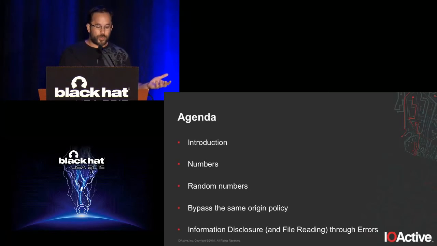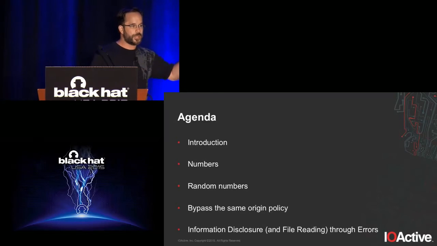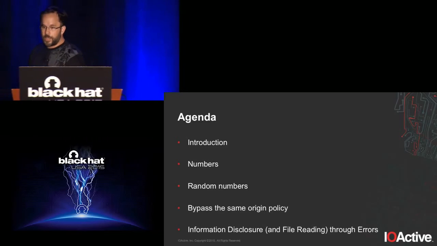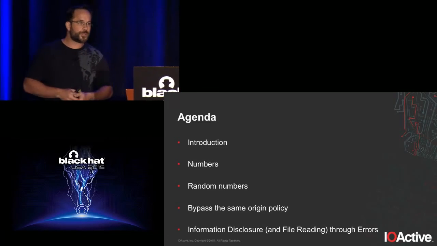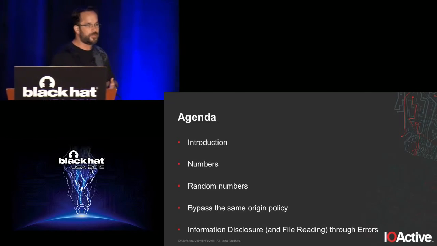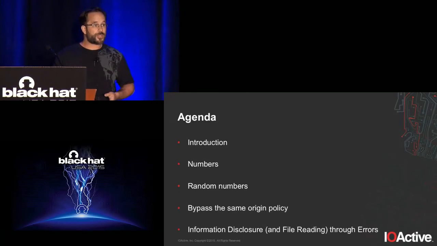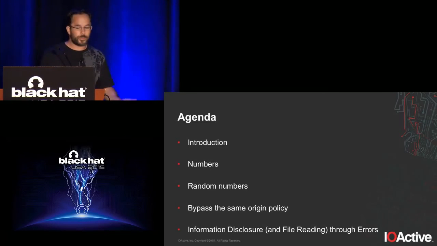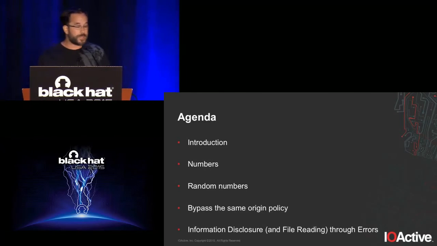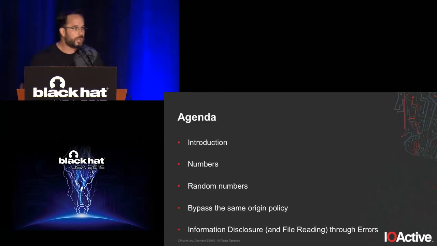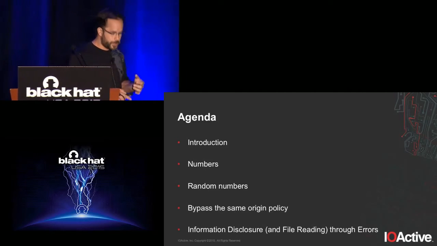So quickly going through the agenda, I will tell you a little bit how an attacker will be able to use this, how we'll be able to identify who's the target, and then I will go through how numbers may be used either to steal money or to affect the integrity of the information, how random numbers may make applications insecure, they may be predictable. I will bypass the same origin policy on a web browser using XSLT, and finally I will talk a little bit about information disclosure through error messages.